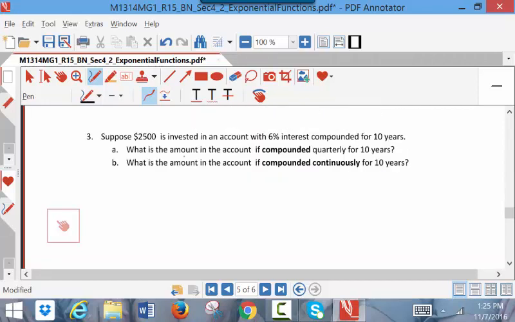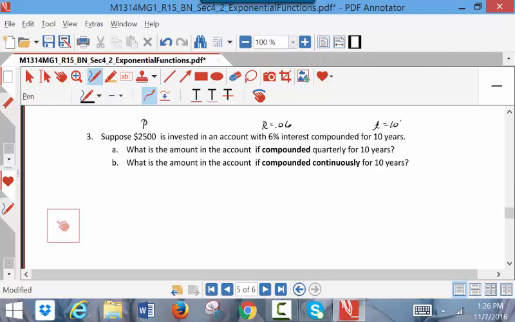So let's take a look. Suppose $2,500 is invested in an account at 6% interest compounded for 10 years. Okay. So there's that number of years, 10. We got that. 6% interest, that's my R. So with that original sentence, then my P is 2,500. My R is 0.06. And my T will be 10. Okay, so those three values I have off that first real short statement.